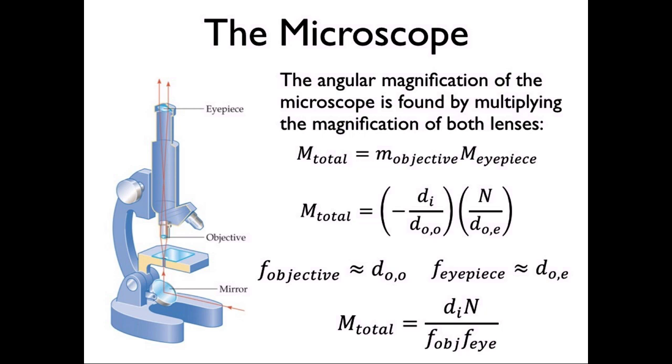Similarly, the distance from the object to the eyepiece lens is approximately equal to the focal length of the eyepiece. Again, we're treating the image through the first lens as the object in the second. But that means you can write the total magnification as the image distance times the near point distance of the observer divided by the product of the focal lengths of both lenses. So let's use that to solve a sample problem.